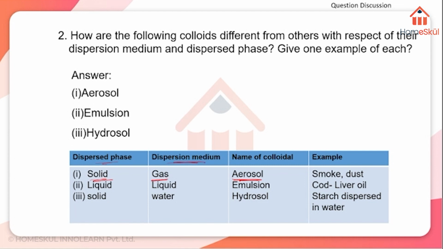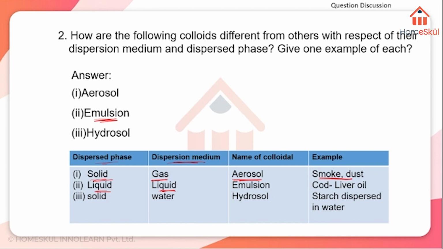What is the example for this aerosol? It is smoke and dust. These are some examples. We can add some more examples. Okay, and second one, emulsion. In the second case, here dispersed phase is liquid. In here, liquid is dispersed in liquid dispersion medium. So note down the dispersed phase as well as dispersion medium for individual case.